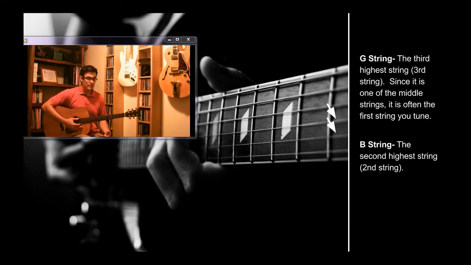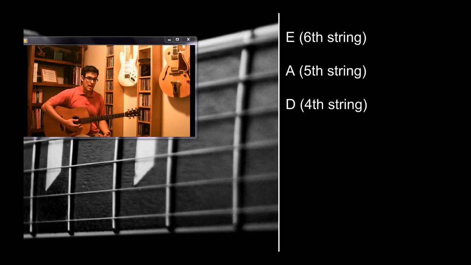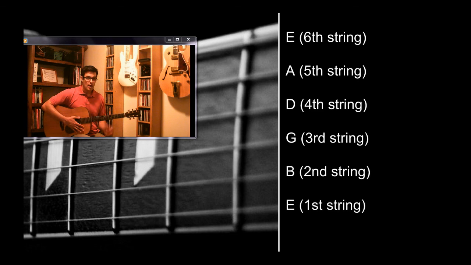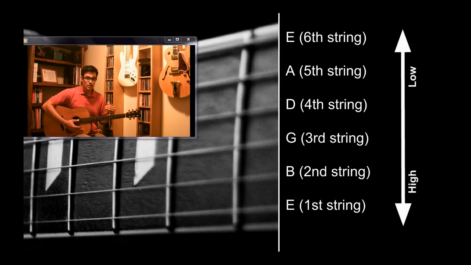So let's review again. We have E, A, D, G, B, and E. And the one thing I want you to notice that's really important, and this is often confusing, is that your lowest string, E, is higher up off the ground than your highest string, this E down here. The highest E is closest to the floor. So the way I say it is, gravitationally, the lowest string is up and the highest string is down in relation to you and the ground.